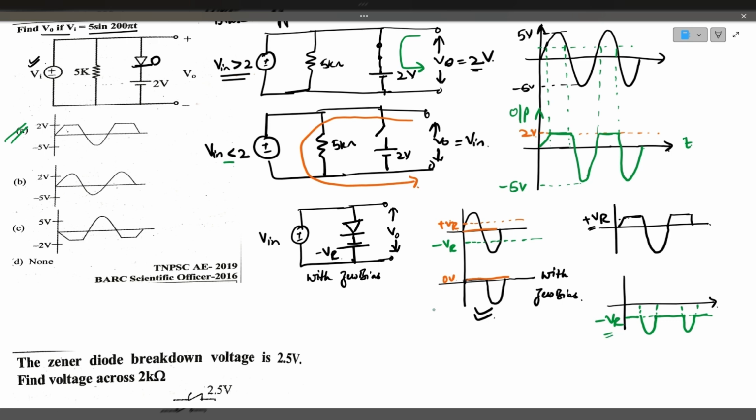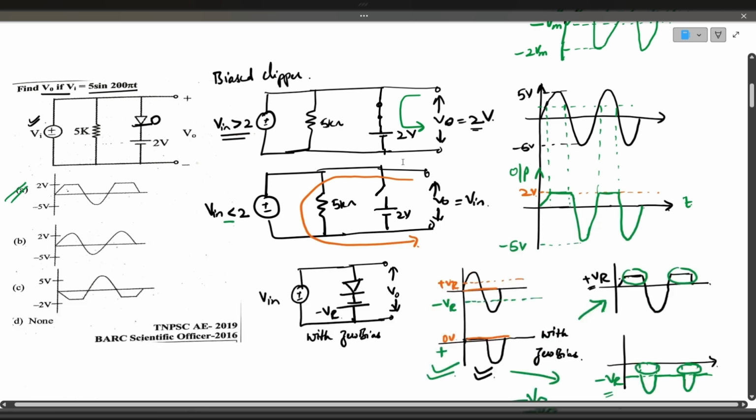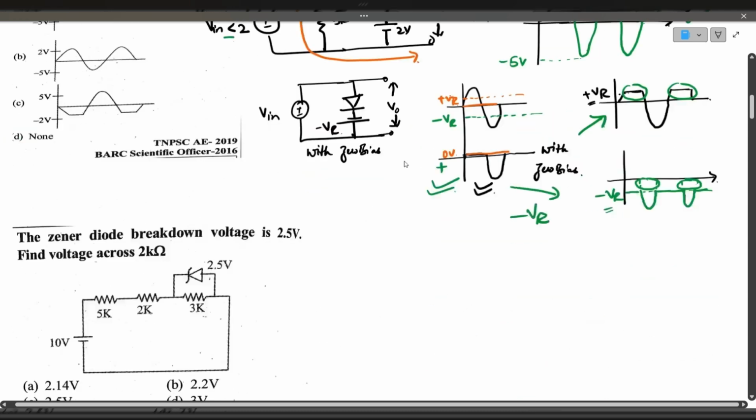Originally this is the waveform. By applying positive bias to this, you will get some portion of the positive half cycle also in the output. For the same diagram, if you apply negative VR, some portion of the negative half cycle will be clipped off. So like this, you have to analyze the circuits. Just by observing the diagram, you should be able to tell the output waveform. This will save a lot of time in the examination. Okay, now we'll see the next question.